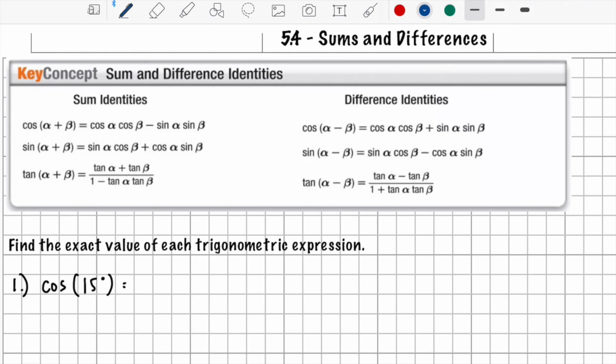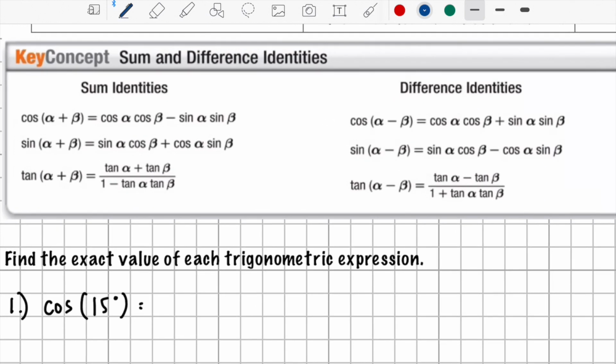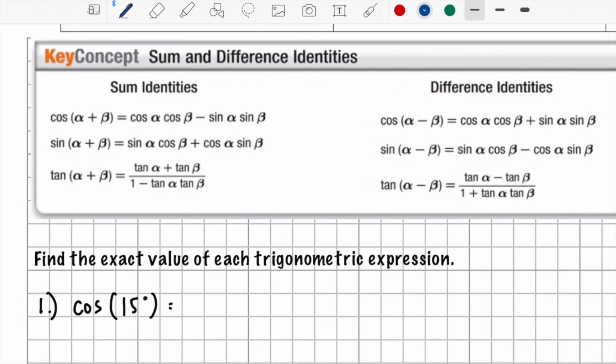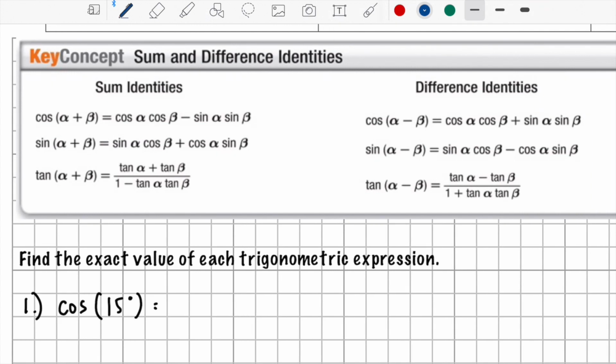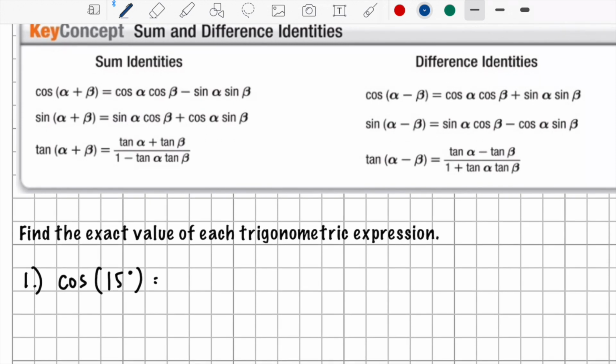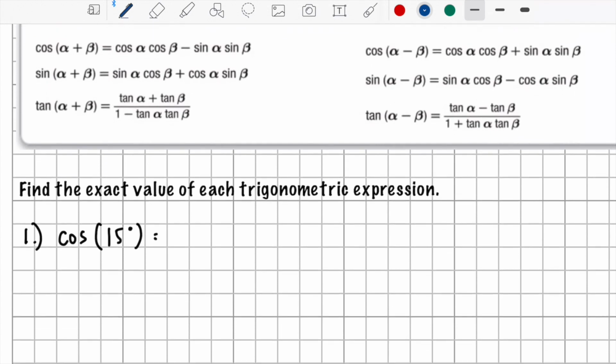Okay, today we're going to use sum and difference identities to evaluate trigonometric functions. The reason for this is to find the exact values of trig functions of angles that are less common. So, these are the sum and difference identities. And what we want to do is find the exact value of each trigonometric expression.